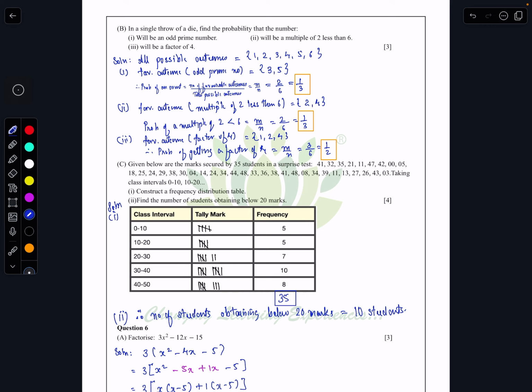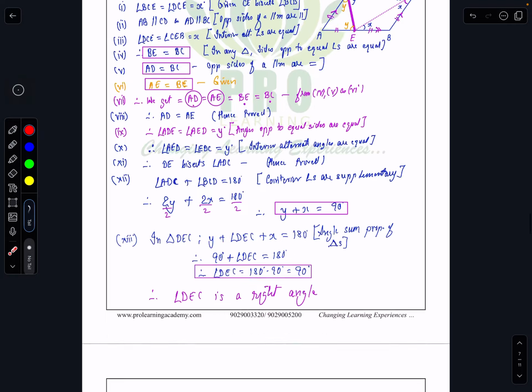Now the second part of the question says, find the number of students obtaining below 20. Below 20 is 0 to 10 and 10 to 20, which technically means this entire thing is what our consideration is. So here we have got 5 and 5 makes 10. So 10 students in total. So that is taken care of.